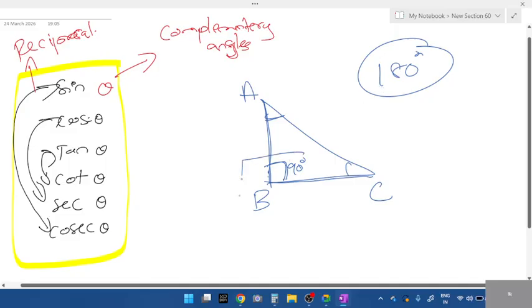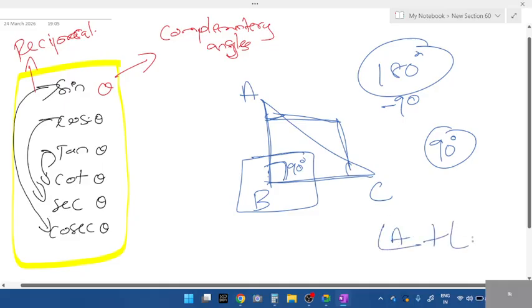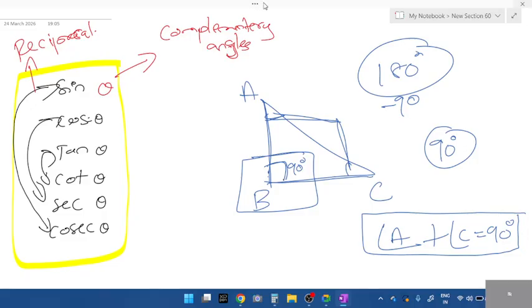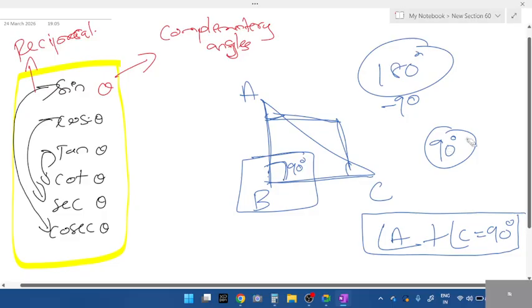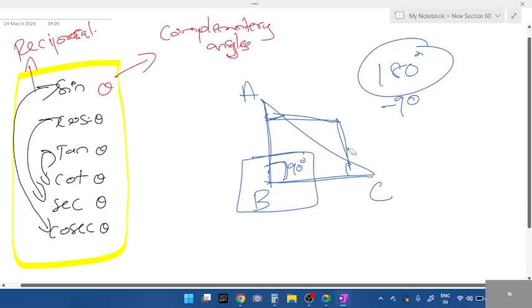In 180, how much is angle B? 90 degrees. I'll remove 90 degrees. What is left? 90. So what are the other two angles which make 90? The sum of which two angles? Angle A and C. Remember this: angle A plus angle C should give 90 degrees. This is the concept of complementary. We know one angle, B, is fixed. The complementary angles A and C should give 90 degrees when you add.